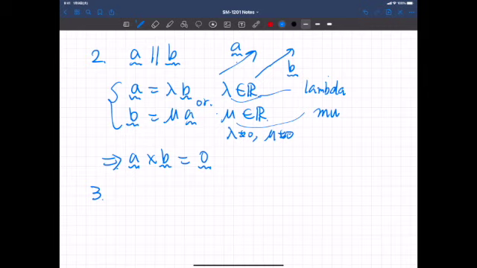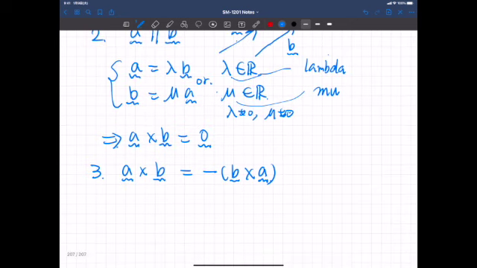And 3. A cross B is equal to negative of B cross A. So cross product or vector product is not commutative, but it is actually said to be anti-commutative.